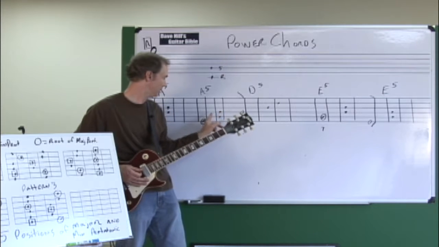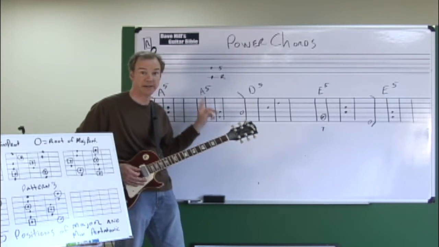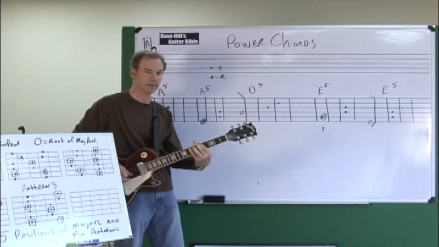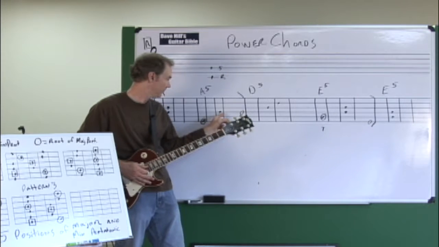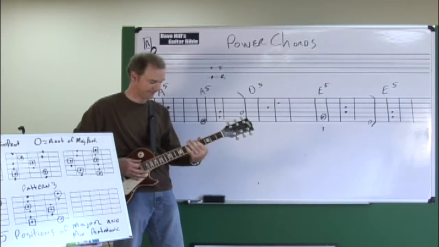Some people like to play just this, and they might not even play that. So you could just play it with two fingers here. Or you could bar across and play the other fifth above it, or the other root above it.